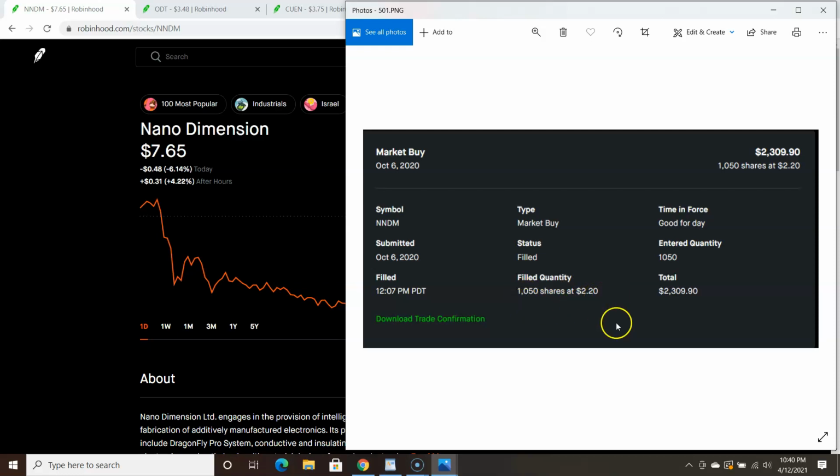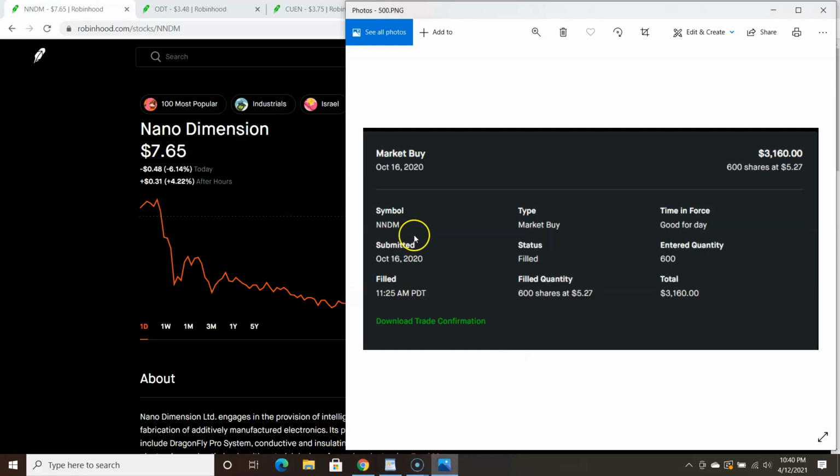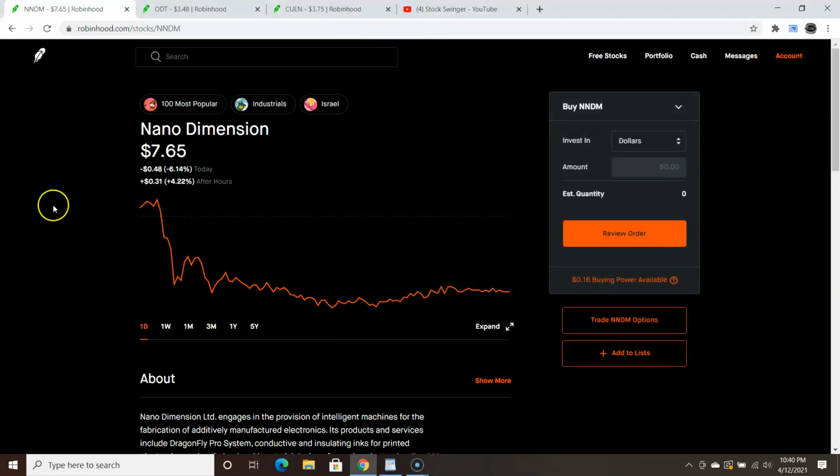I think I was out around 4 something in that play. And then I bought them again at 5.27, and that filled too. We played that twice as a swing back in October. Long term, I really like this stock. I had somebody ask me about this one.